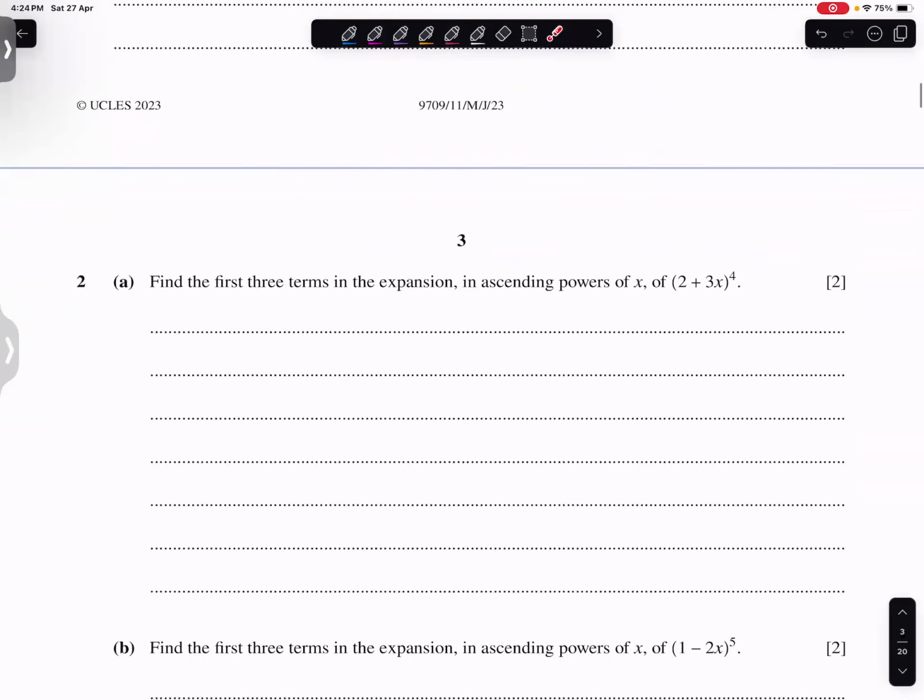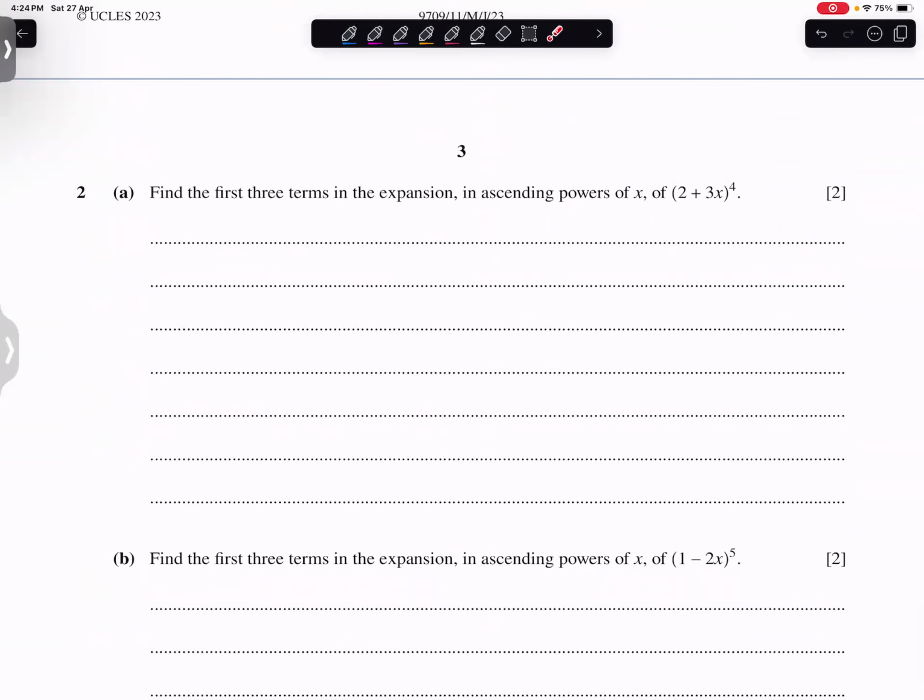Moving on to the next part, next question, find the first 3 terms in the expansion. Okay, so just remember the binomial expansion theorem. It says that 2 plus 3x to the power 4. So first 3 terms will be 4c0, a raised to power 4 and 3x raised to power 0. So 4c0 is 1. 2 raised to power 4 is 16. So 16, and then 3x raised to power 0.